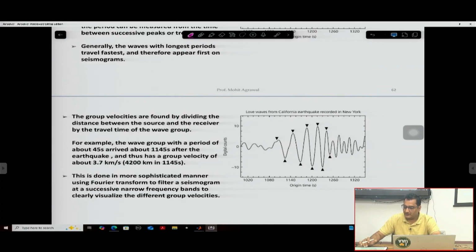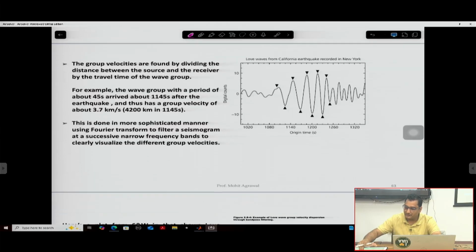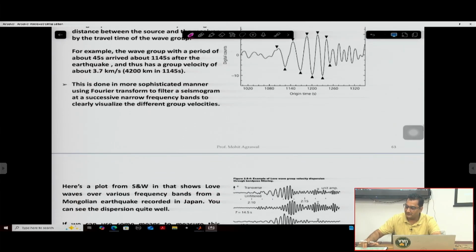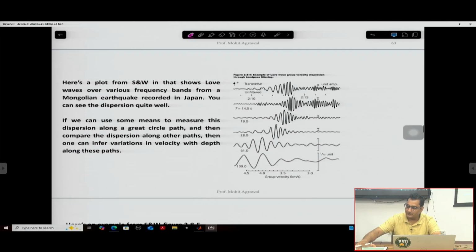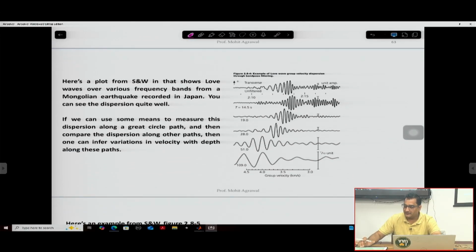Thereafter we learnt how to calculate the group velocities in the simplest manner, but actually it is computed in a very sophisticated manner using the fast Fourier transform. And then we saw the example of this Mongolian earthquake recorded in Japan from a large distance, and this is the unfiltered seismogram, and these are filtered at various periods.